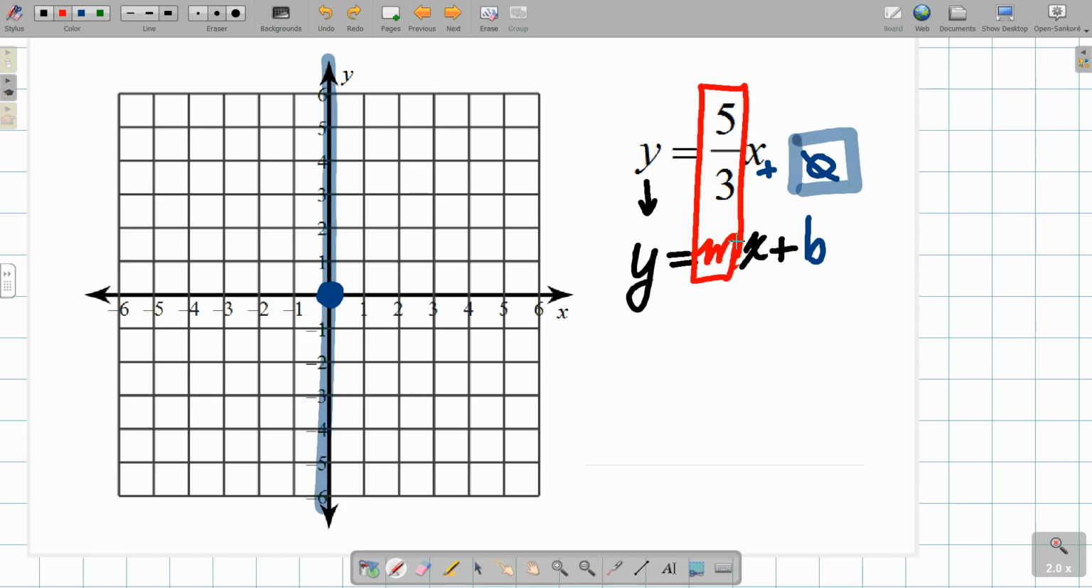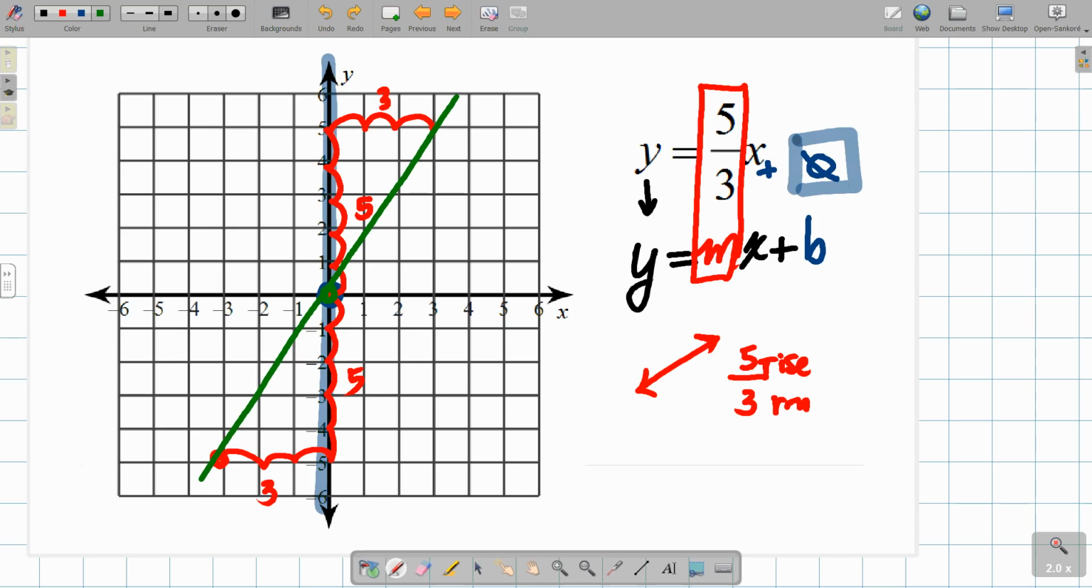Our slope is positive, so we know our line has to tilt upward. Our rise is 5. Our run is 3. So I go up 5. Run 3, I'm going to go to the right because I want it to tilt to the right. Or I can go down 5 and over to the left. The intercept again was 0. You should be doing this with a straight edge, folks. Y equals 5/3 x. You could technically put a 0 there if you want to.